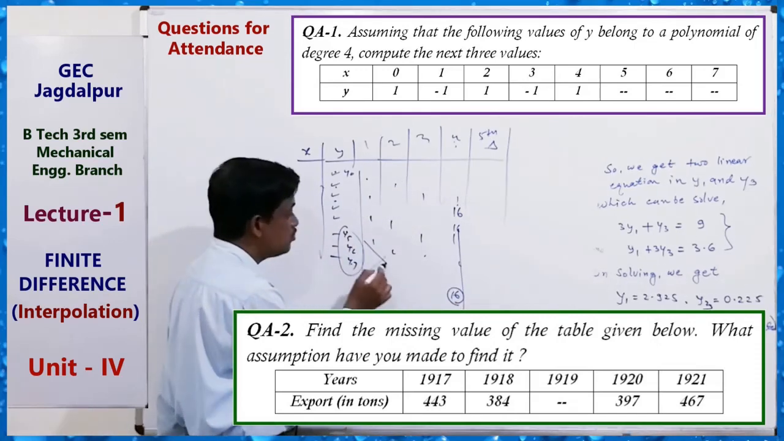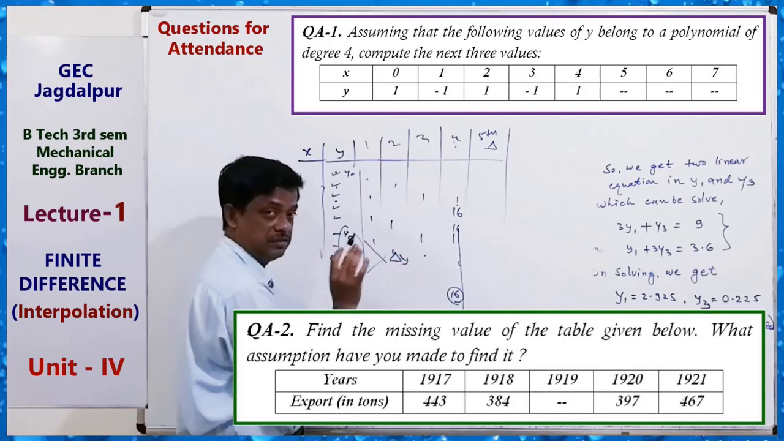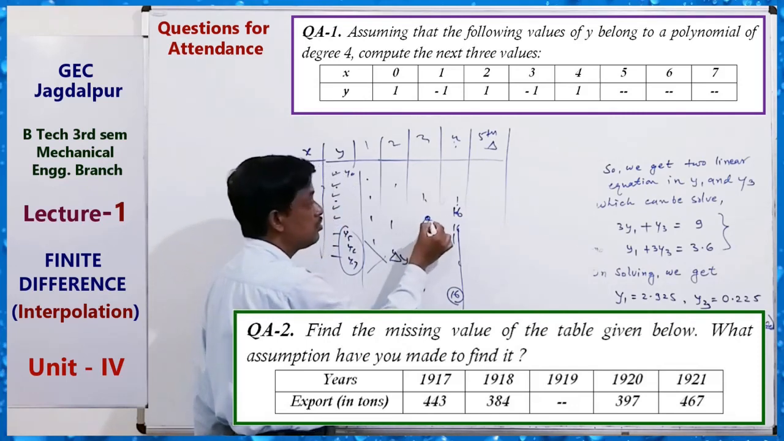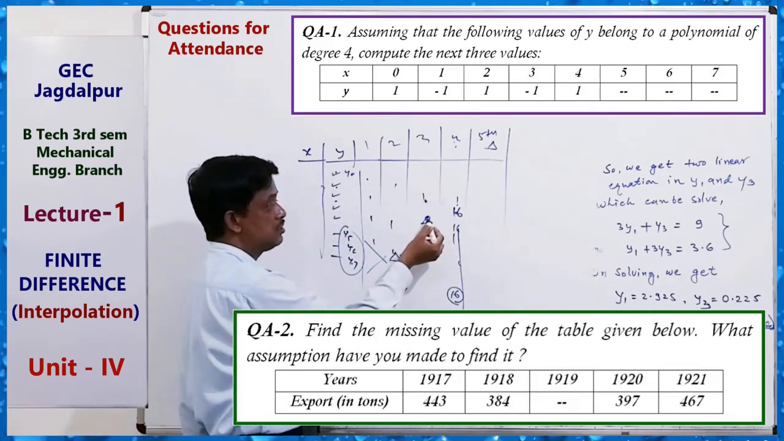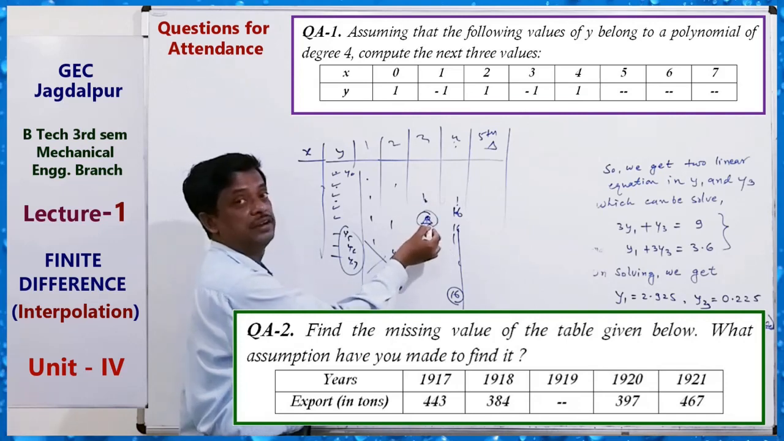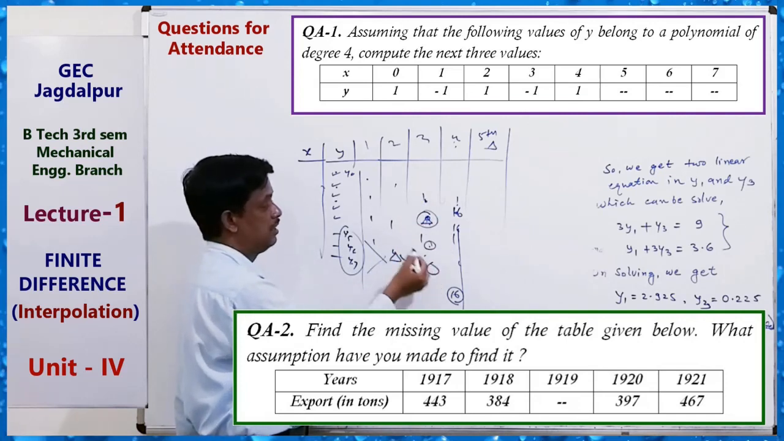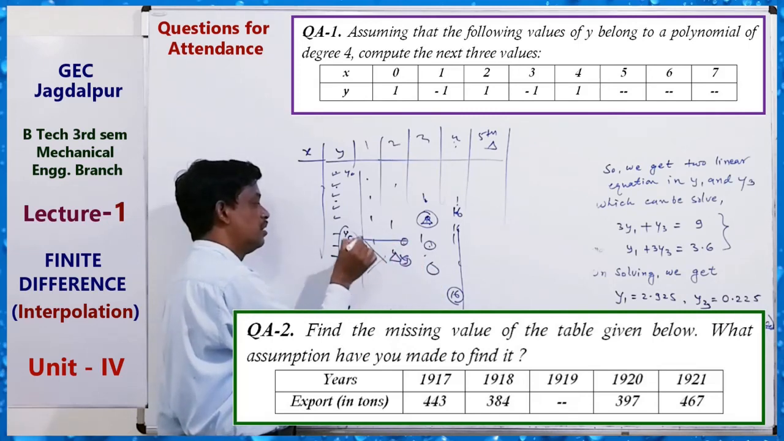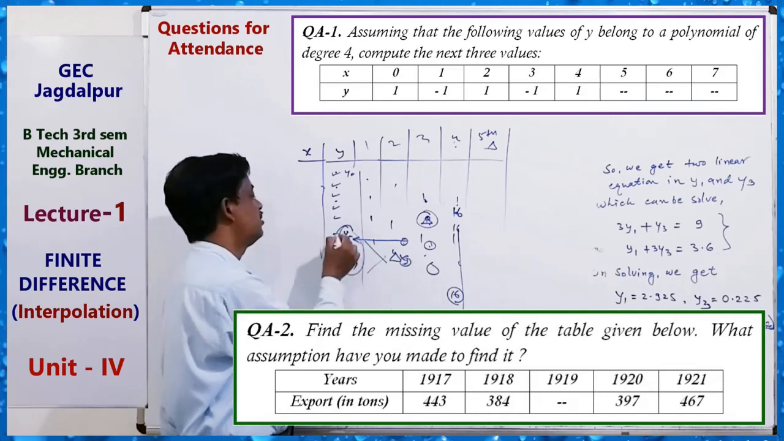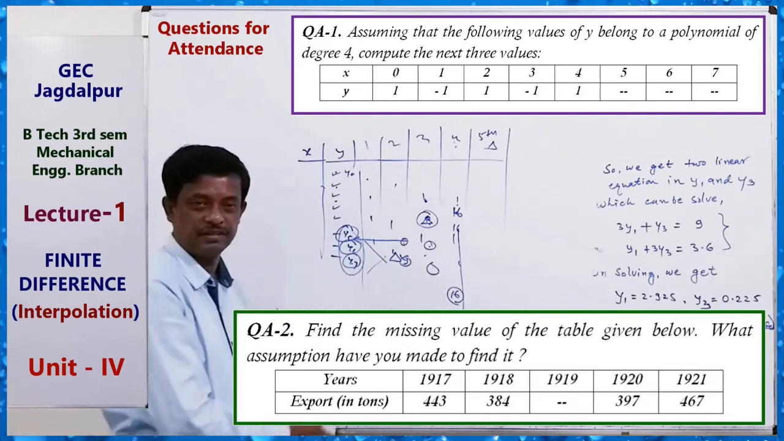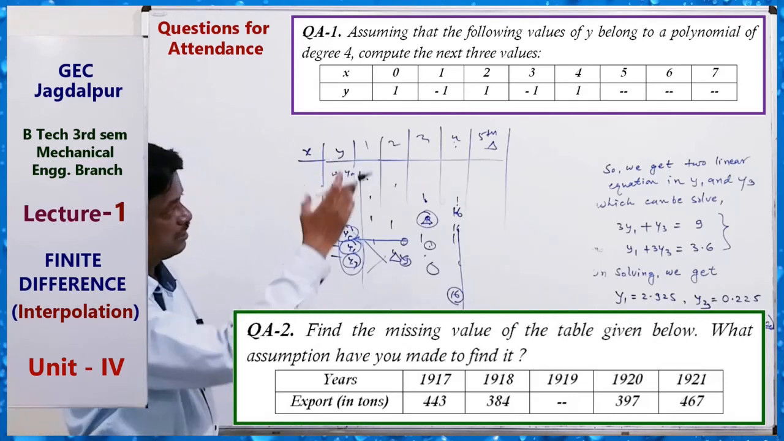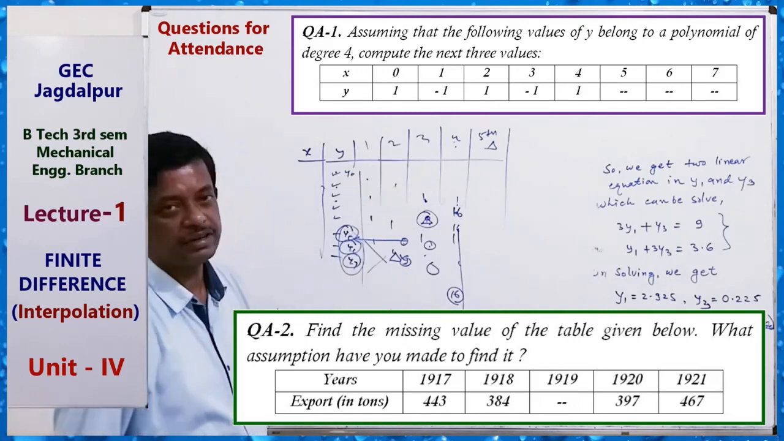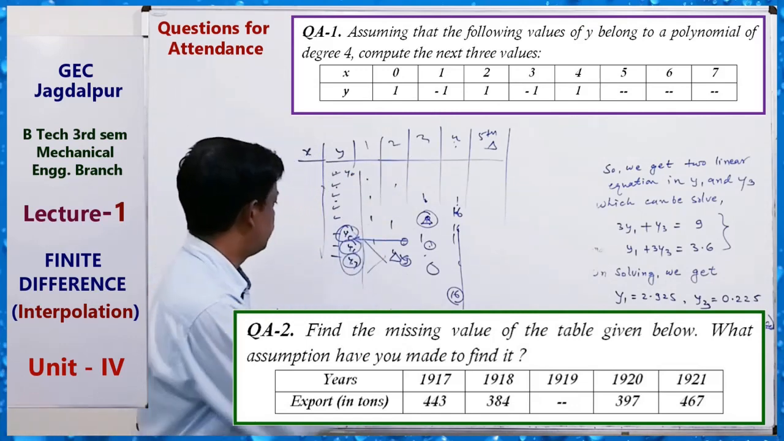Here, use the notation: this is equal to this minus this. Similarly, this can be found, and this can be found. Then you can get y5, y6, y7. This will be the technique for solving these questions. There are 5 entries given and 3 entries not given, and you have to find y5, y6, y7.